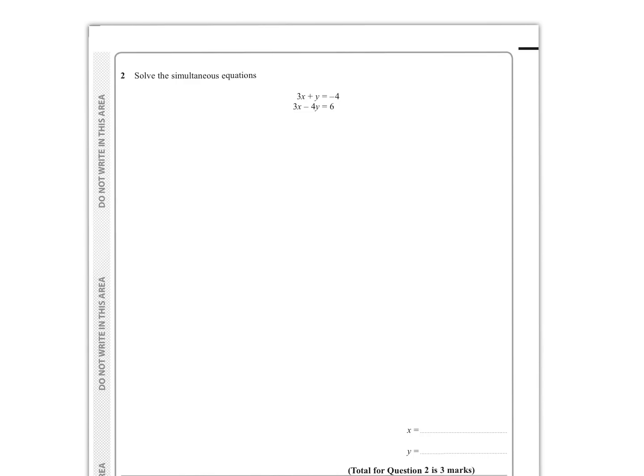Question 2. We've got to solve this pair of simultaneous equations, and we've got 3x plus y equals negative 4, and 3x minus 4y equals 6. Well, the first thing we can see is that the coefficients of the x's are the same. So if we just label this as equation A and B, you don't have to do this in the exam, I'm just doing this so I can explain to you.